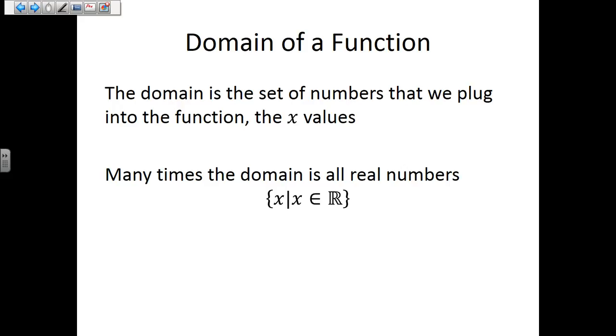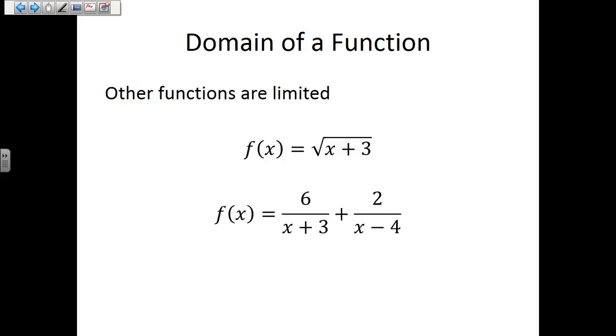And many times when we want to talk about the domain is just all real numbers. We can plug in anything we want. We can plug in positive numbers, we can plug in negative numbers, we can plug in 0, we can plug in big numbers, we can plug in little numbers. So quite often it's all real numbers. And I actually like to start out with, okay, let's assume that they're all real numbers, and then whittle it down from there. So sometimes functions are limited.